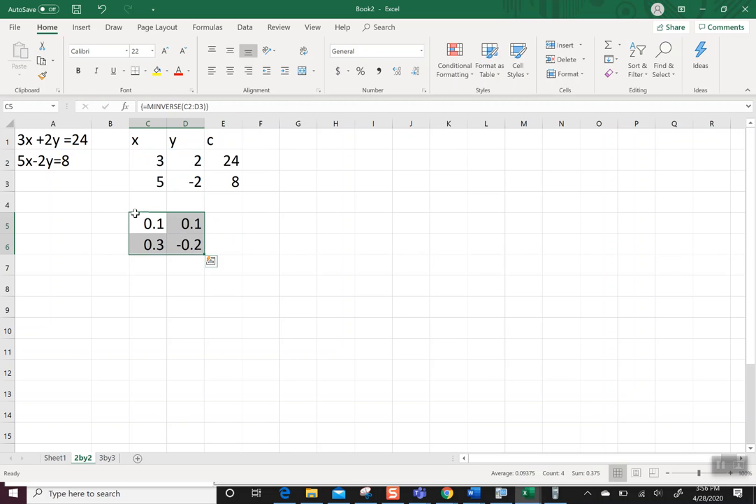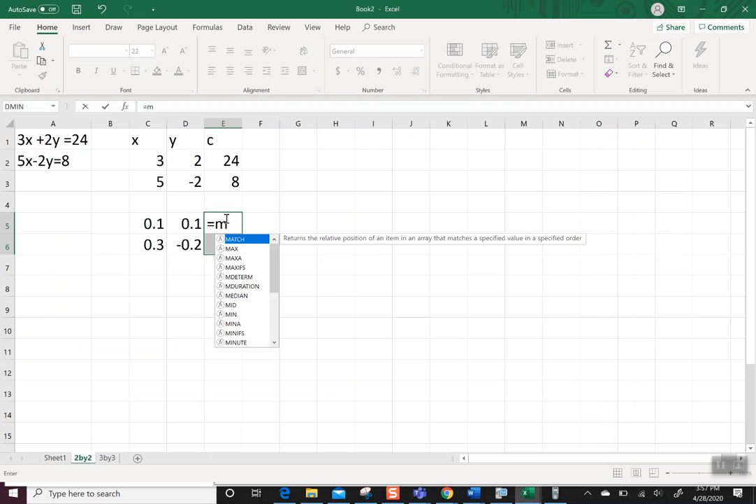Step 2 is I want to combine this inverse along with the answers that I have, right, for what the constants are supposed to equal. So I know there's going to be 2 answers, so I shift and I select 2 spots, so this will be where my solutions are, and I put equals, and this time I want it to multiply, so I start typing for matrix multiplication, and you see there's only one choice, so I'm going to click on it, and it says array comma array.